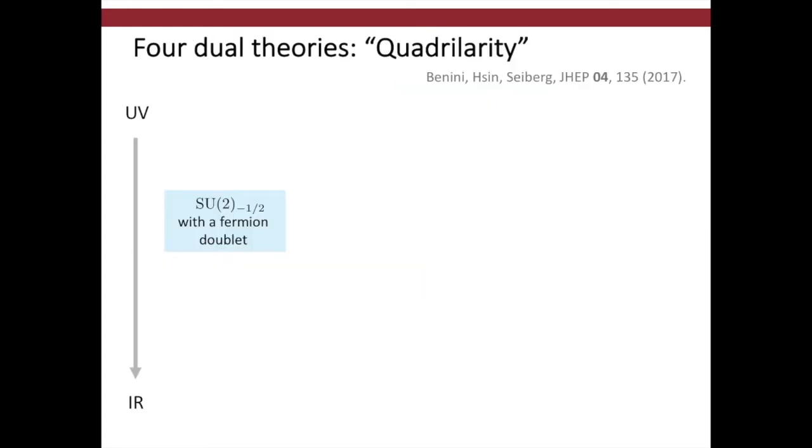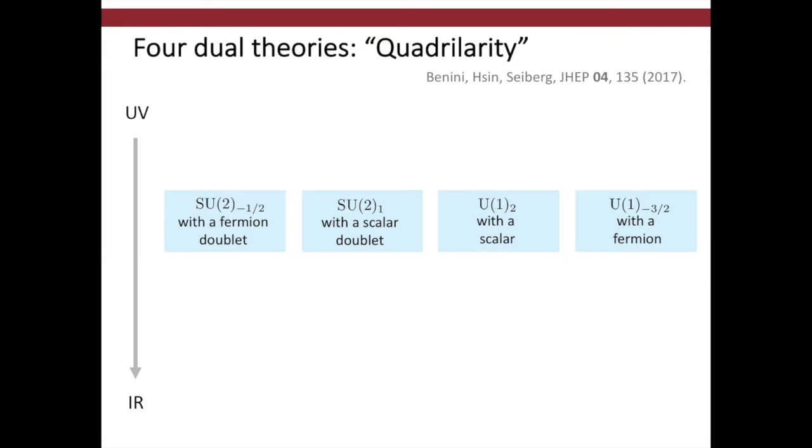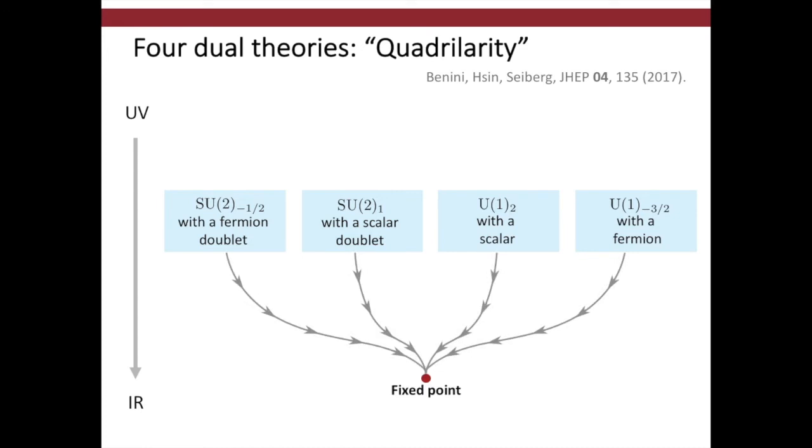Another interesting aspect of this field theory, which I abbreviate here as SU2 Chern-Simons at level -1/2 with a single fermion doublet, is that it has been studied in the high-energy literature recently and is believed to not only have 2, but in fact 4 different dual formulations. The other 3 field theories are an SU2 Chern-Simons theory at level 1 with a scalar that is a bosonic doublet, a U1 level 2 theory with a scalar, and a U1 level -3/2 theory with a fermion. These theories are believed to flow to the same renormalization group fixed point and thus are all characterized by an emergent SO3 symmetry.